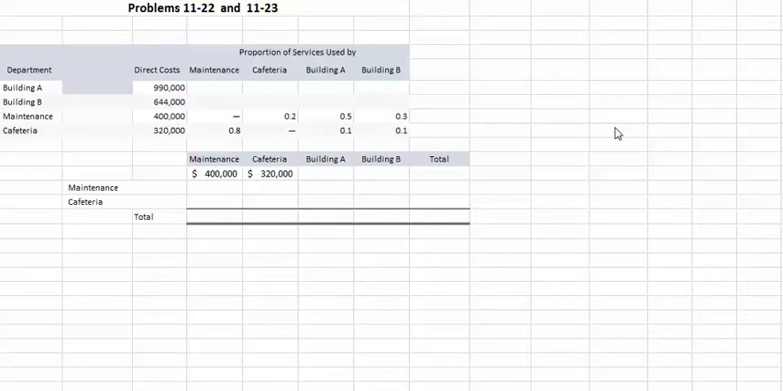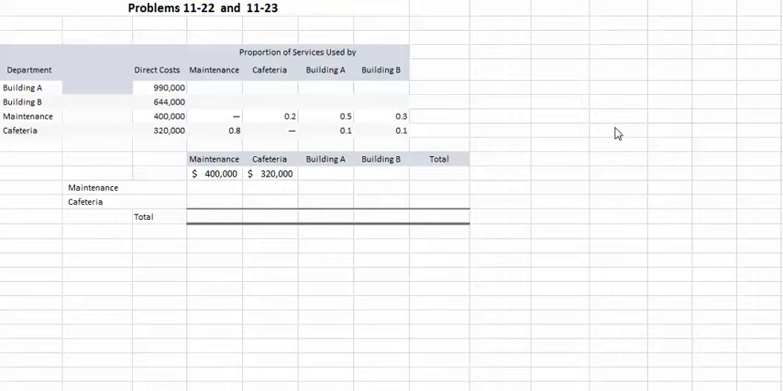For homework, you're asked to do Connect problem 11-23. But to solve problem 11-23, first you need to work problem 11-22. So they're really combined into one question in the Connect homework. Let's go ahead and take a look at the first part of that problem.